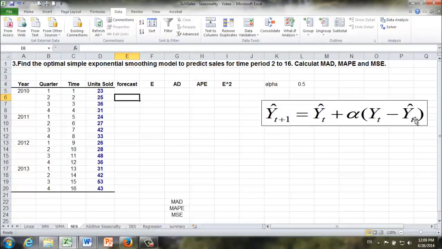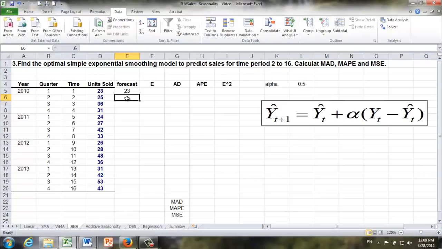No, we cannot. So the convention is we set the very first forecast to be equal to the actual sales of the very first time period. Sometimes this is called initialization.